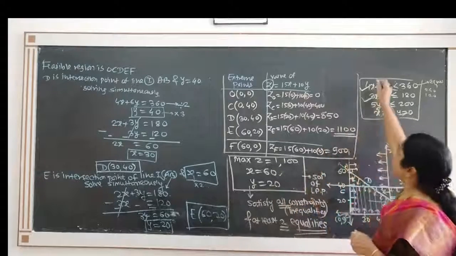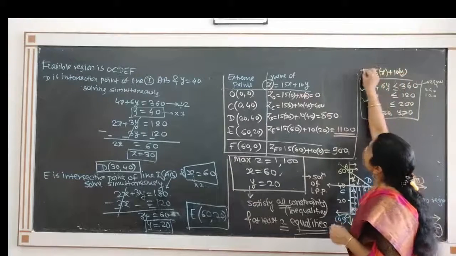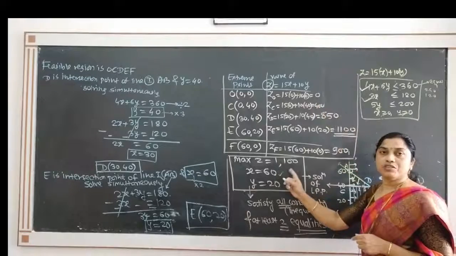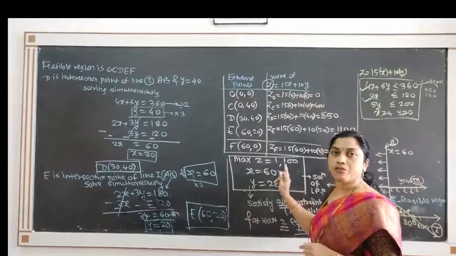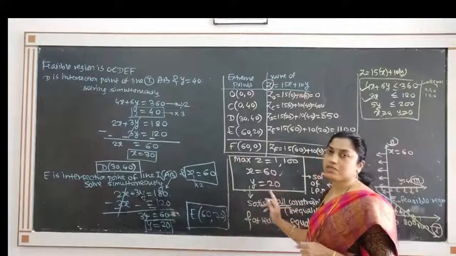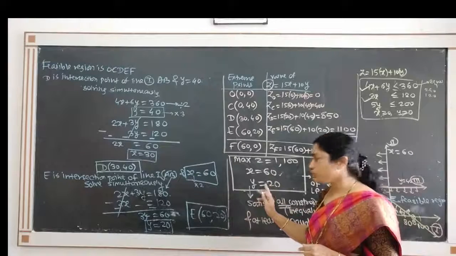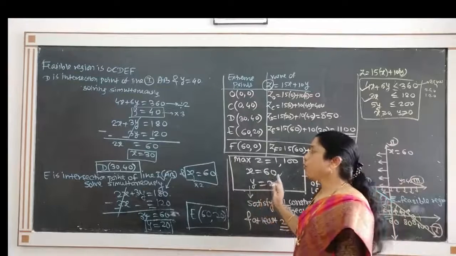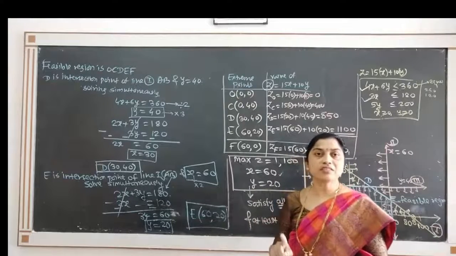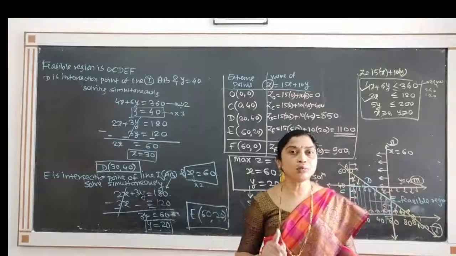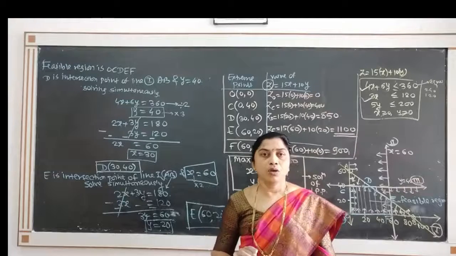And if you put these x and y values in the objective function, that is 15x plus 10y, you will get 1100. So the value of z is 1100 at x is equal to 60 and y is equal to 20. This is the maximum value at this point. So this is the solution of LPP graphically, by the first method, that is the extreme point or corner point method. Hope you understand the method.